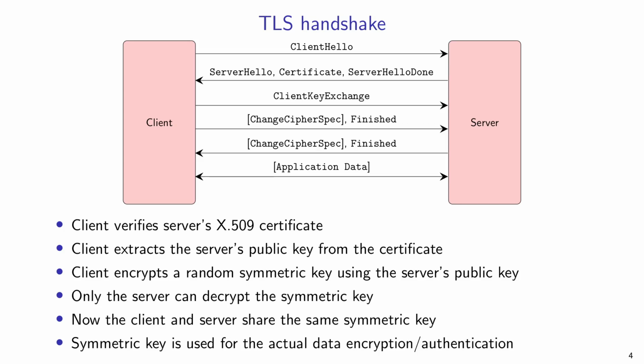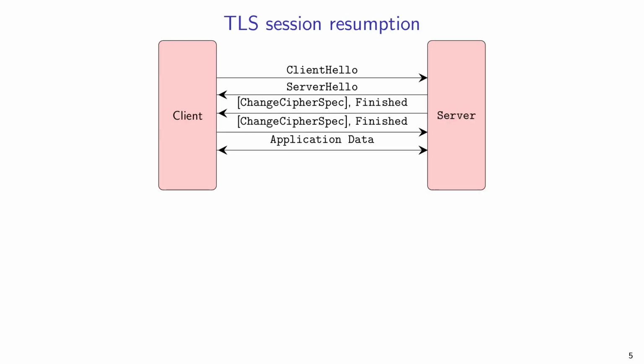Now, to avoid this full handshaking process every time we want to establish a new connection to the server, the TLS protocol allows the so-called abbreviated handshake, which is also known as TLS session resumption. The goal of the session resumption is to avoid the computationally expensive full handshaking process. Instead, we're using the cipher suites and keys negotiated previously.